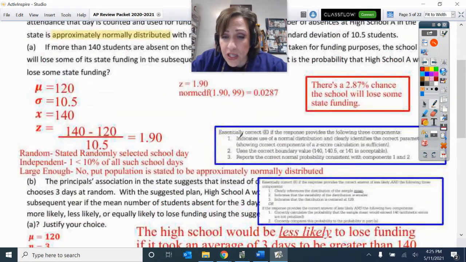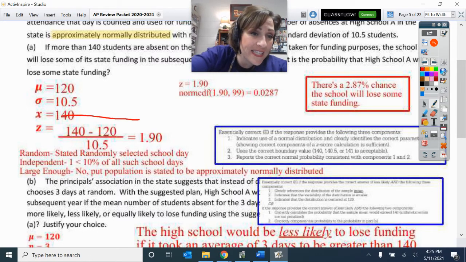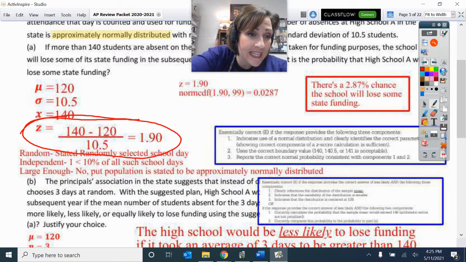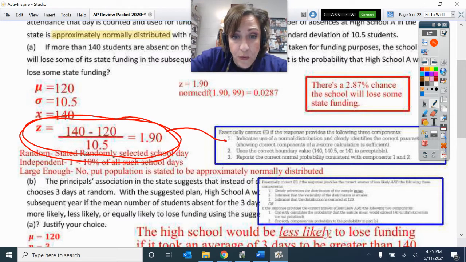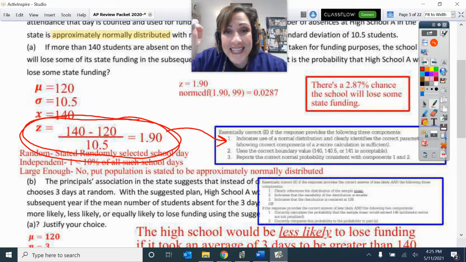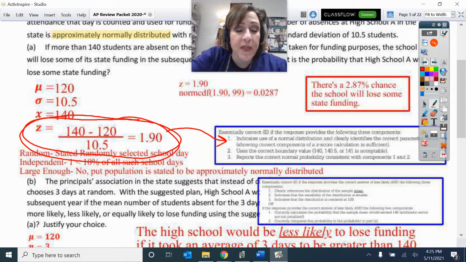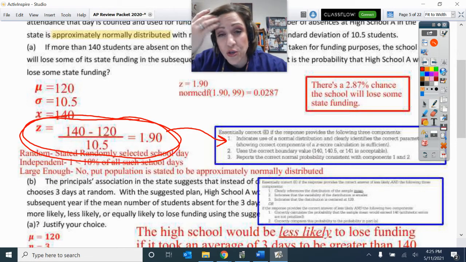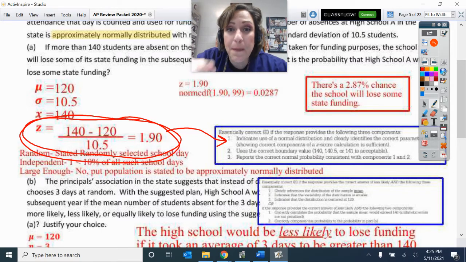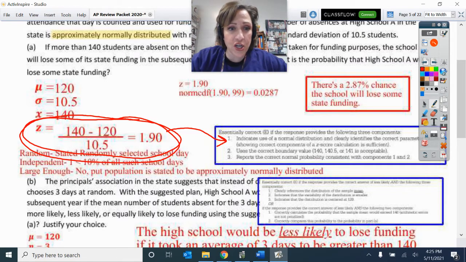Now, you had to indicate the use of the normal distribution clearly and identify the correct parameters. So I'm going to mention to you, this is your ticket for this one, saying z equals. If you leave off z equals, then you have not identified this as the normal model. That's a big deal, and I taught you that earlier in the year. So it's critical that you put that z equals to get credit for this first part.